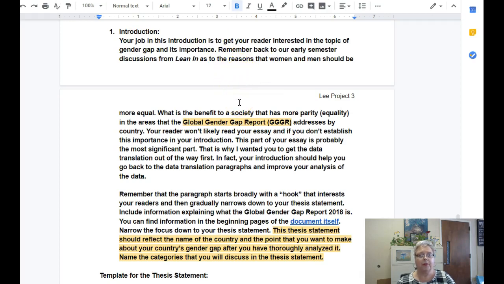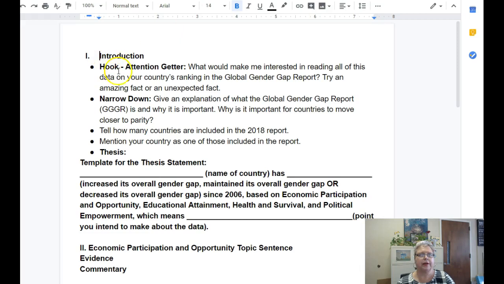Remember how we get someone interested? What's the first thing that we do? We get a hook. So I have created a separate document here, outline. I'm going to switch over to that one for just a minute. So in your introduction, you're going to start with your hook or your attention getter, as some people call that. So think of something that would make me or any reader interested in reading all of this data on your country's ranking in the Global Gender Gap Report.